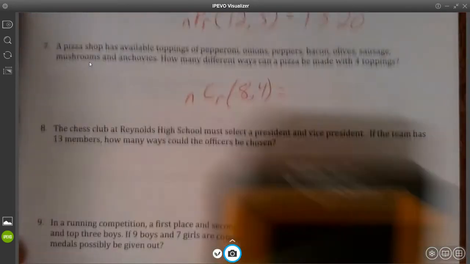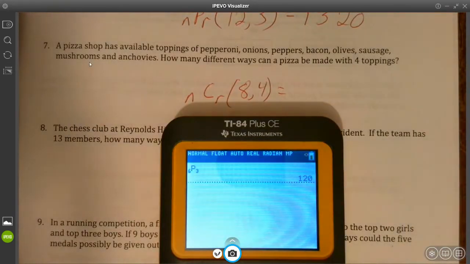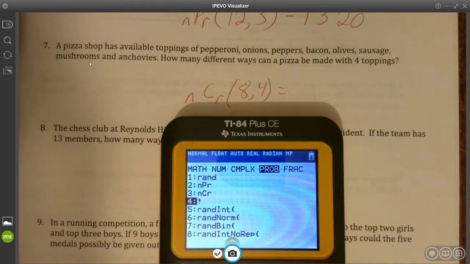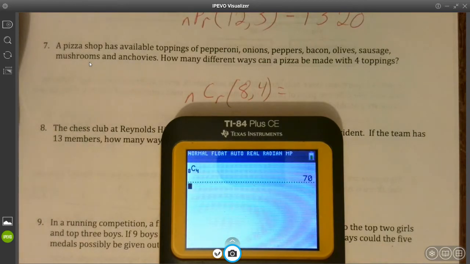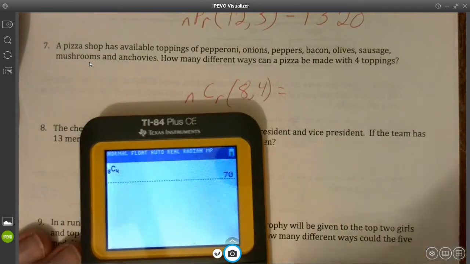I'm going to use the calculator on this one just so I don't keep going back and forth. So math, probability, nCr, 8, 4. This is the notation that was used. 70. I call it the old notation. It's not that old.